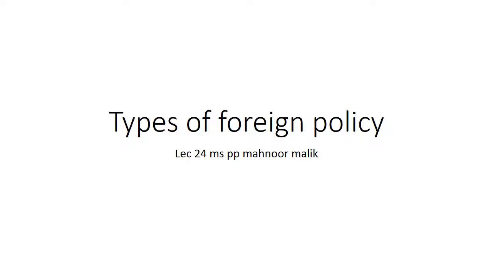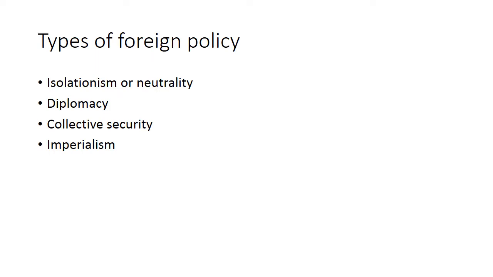Today is lecture number 24 and the topic is types of foreign policy. There are some points. These are the types of foreign policy. Number 1, isolationism or neutrality. Number 2, diplomacy. Number 3, collective security. Number 4, imperialism. So we will discuss them one by one.